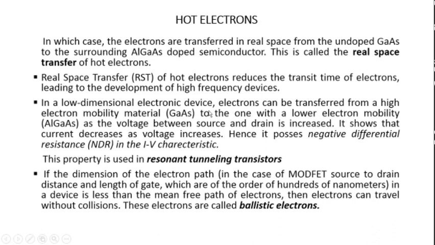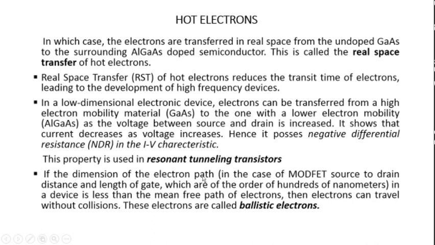In a low dimensional electronic device, electrons can be transferred from a high electron mobility material, that is gallium arsenide, to one with a lower electron mobility, that is aluminum gallium arsenide, when the voltage between the source and drain is increased. This type of device shows the characteristic that the current decreases as the voltage increases, and hence the device possesses a negative differential resistance region on its IV characteristics. Such effects in devices are called the resonant tunneling effect. The resonant tunneling diode and resonant tunneling transistors work with this principle.